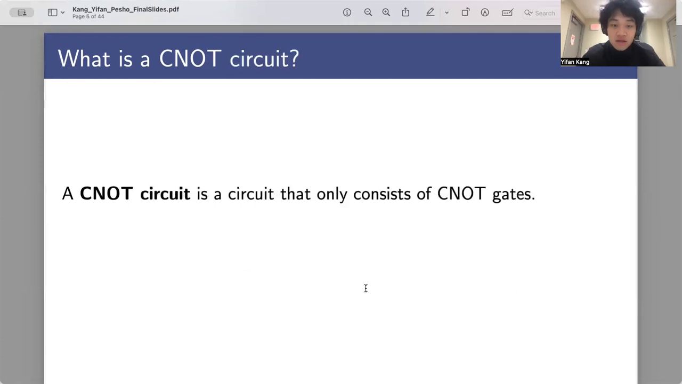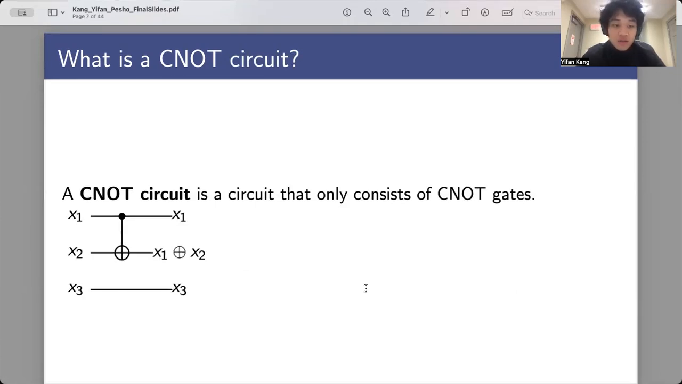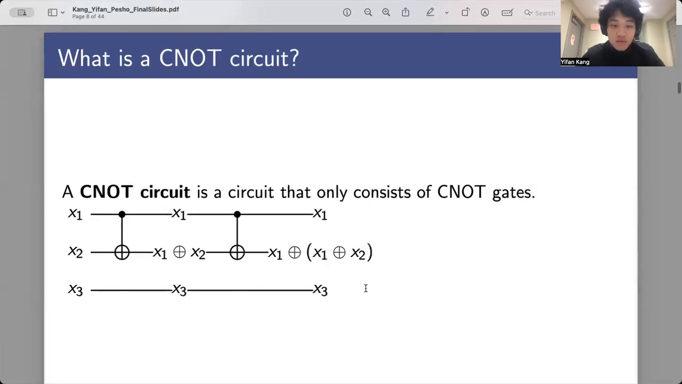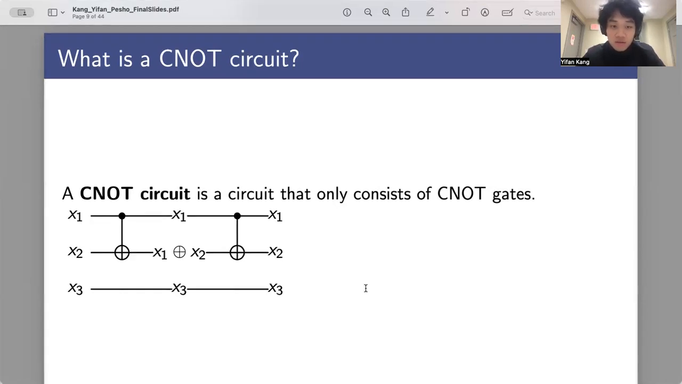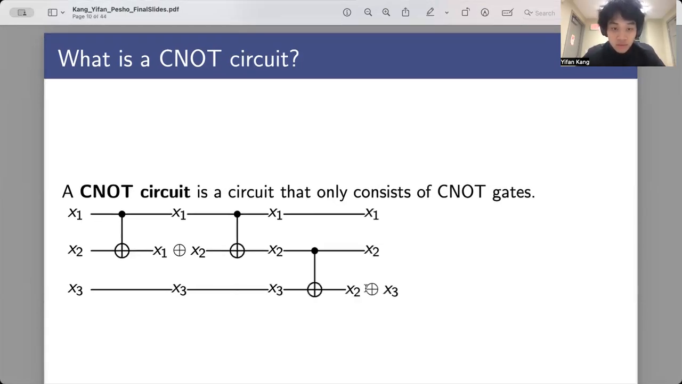Then a CNOT circuit is a circuit that only consists of CNOT gates. So for example, this is a CNOT circuit. And we can extend it, adding more CNOT gates. So this is also a CNOT circuit. In this CNOT circuit, we have two CNOT gates from the first bit to the second bit, so it'll end up with the same result. Now, if we add another gate from 2 to 3, then we'll add x2 to x3.